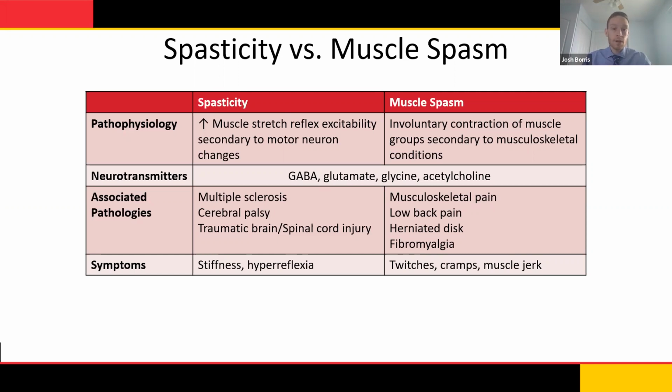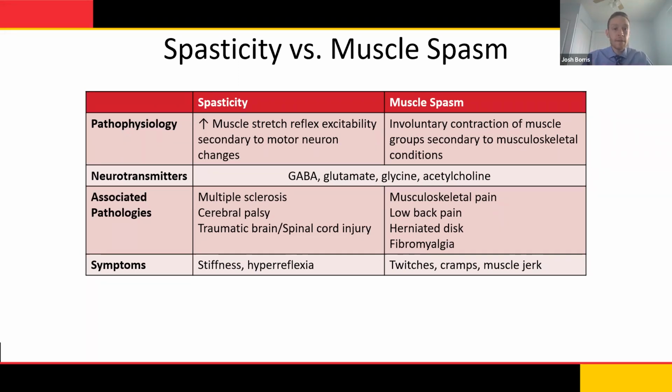With muscle spasms, as I said earlier, we think of musculoskeletal pain, low back pain, having a herniated disc, even fibromyalgia, which we're still not fully aware of the whole pathophysiology of, but we think is more associated with muscle spasms, even though maybe there is some role of spasticity there.